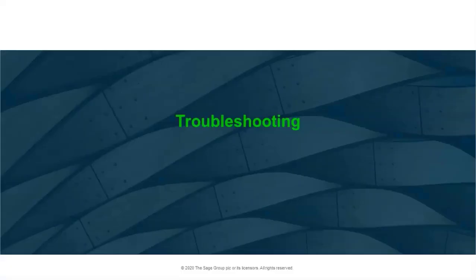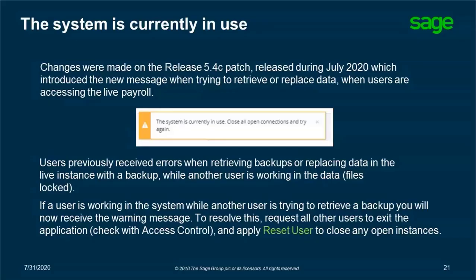Let's look a bit at troubleshooting for the product. As from our recent patch released, there's a new warning message that has been entered into the system, which is actually there to protect your data. If you're trying to retrieve and replace data in the live system, you will get the warning that says the system is currently in use and you need to close all connections and retry again.